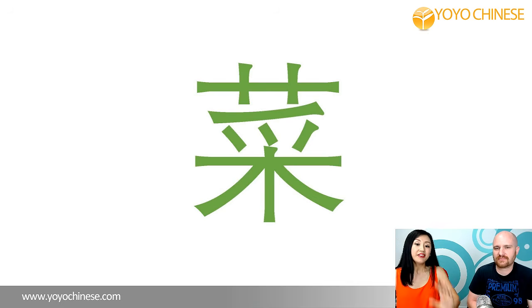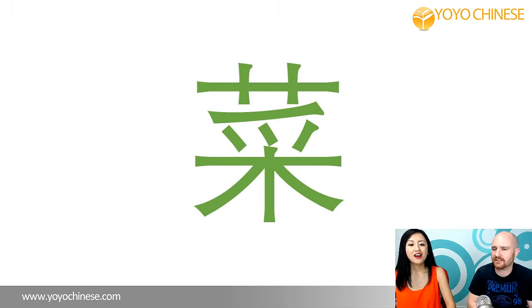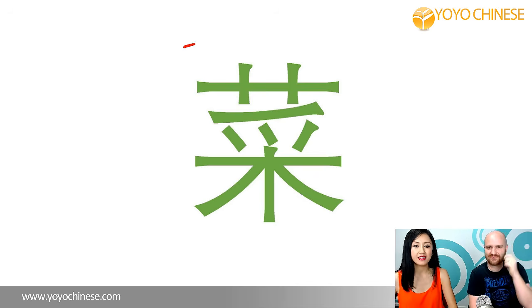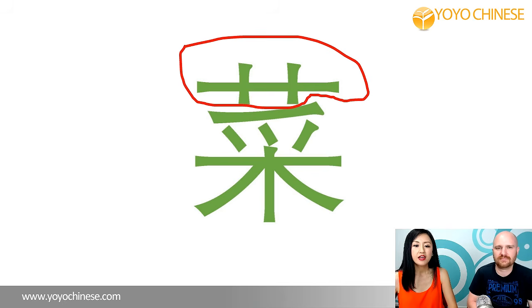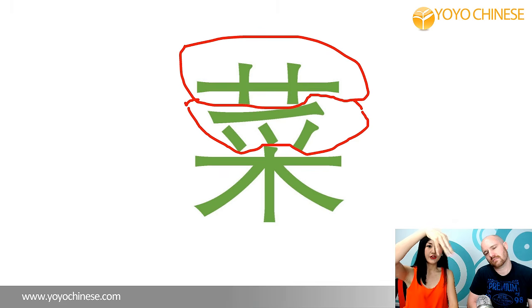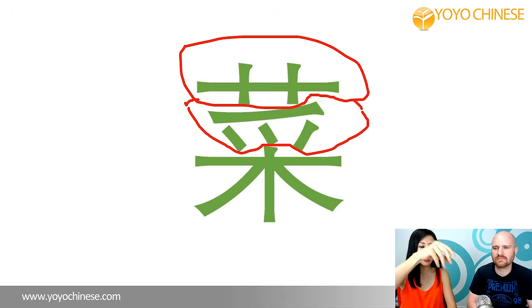So, okay, this character looks complicated, right? But let's dissect it. 1, 2, 3, 4, 5, 6, 7, 8, 9, 10, 11 strokes, right? Yes, it looks complicated, but let's dissect this. So you know this part, the grass radical. And then this part is actually like the hand, right? You have like arm and hand. That's what it actually means? Yes, it does mean hand.